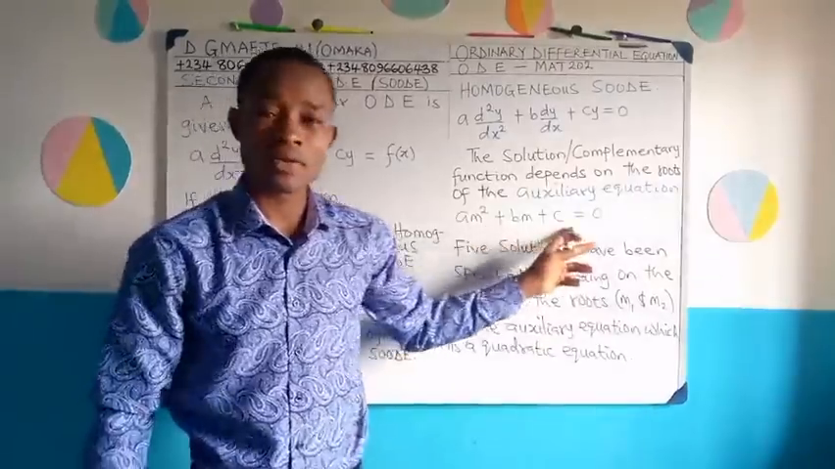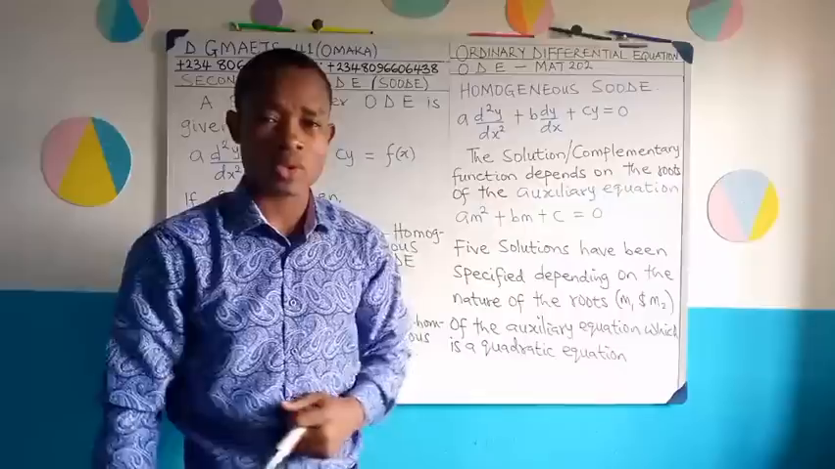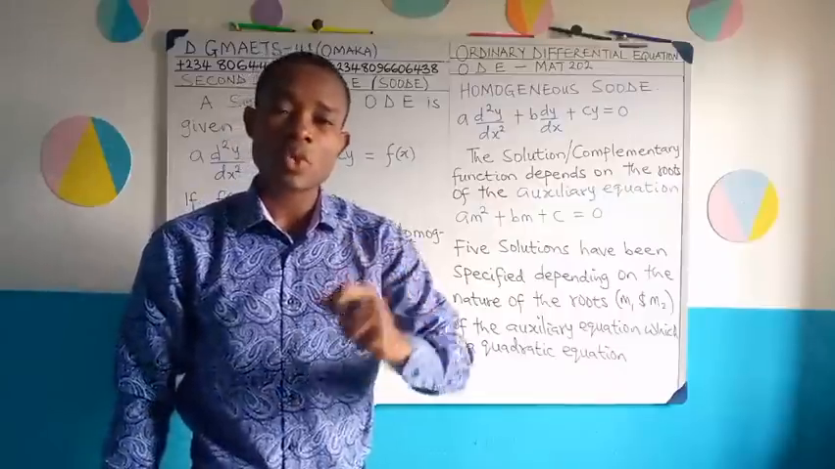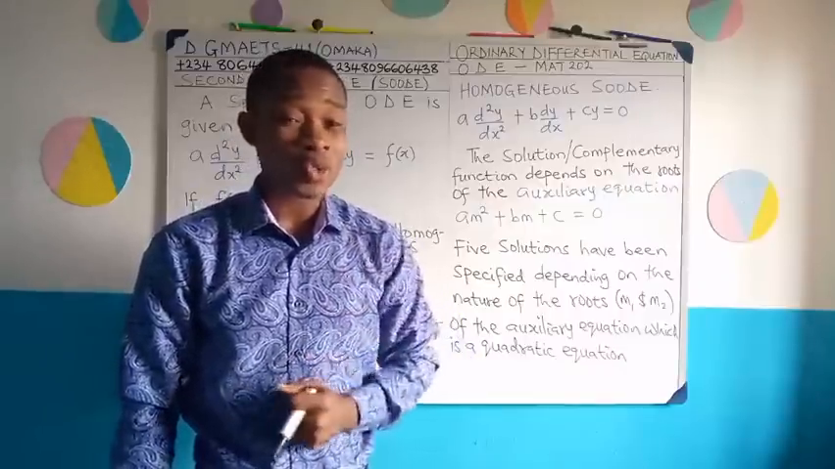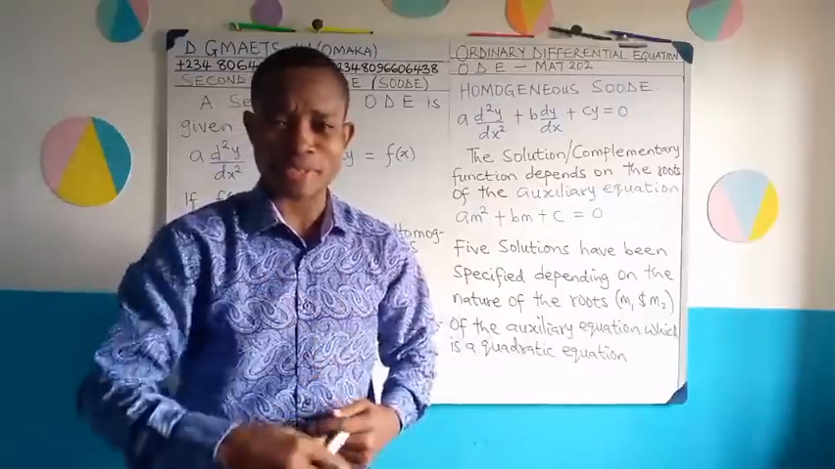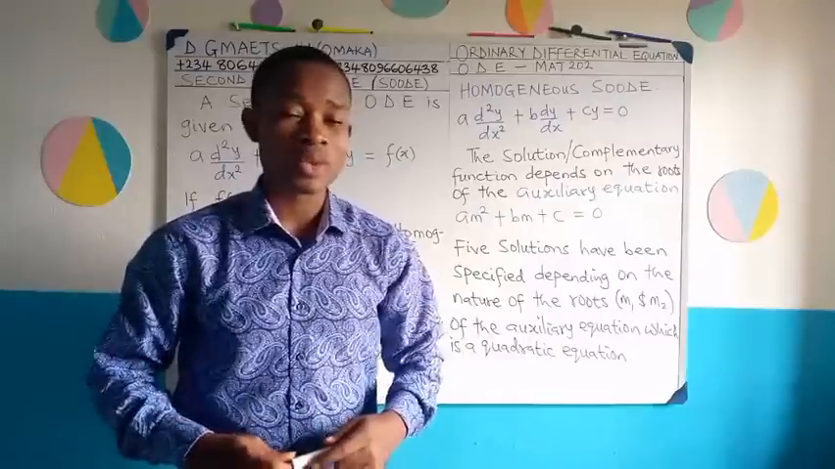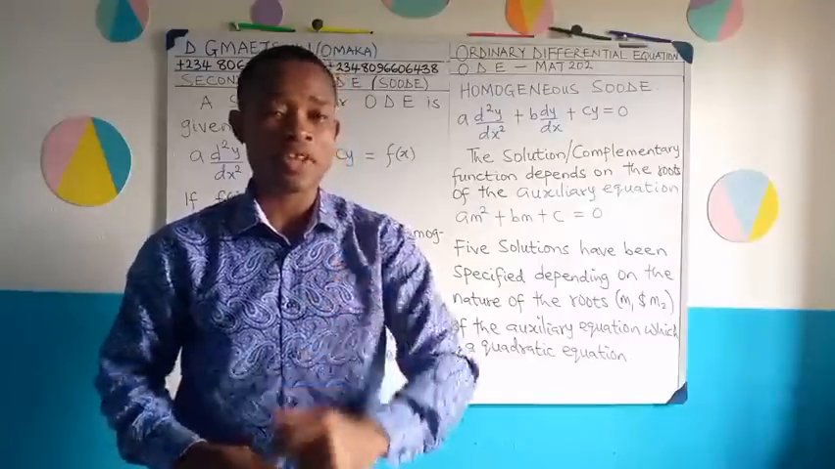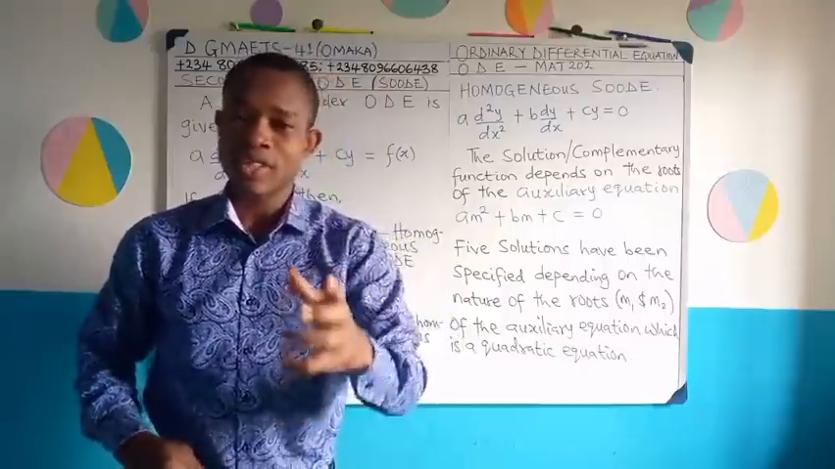This is known as the auxiliary equation. Of course, you see it is a quadratic equation. So when you solve this quadratic equation, you obtain what we call the roots of the equation. You know about that, right? And of course, the roots of the equation will now determine the solution of the homogeneous O.D.E. that is given to you.